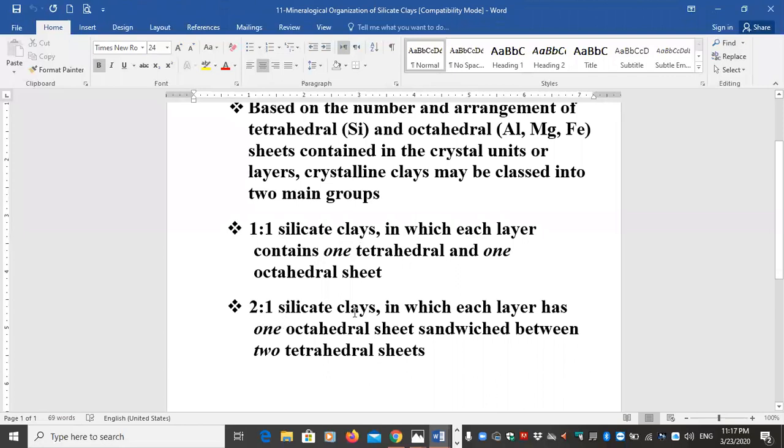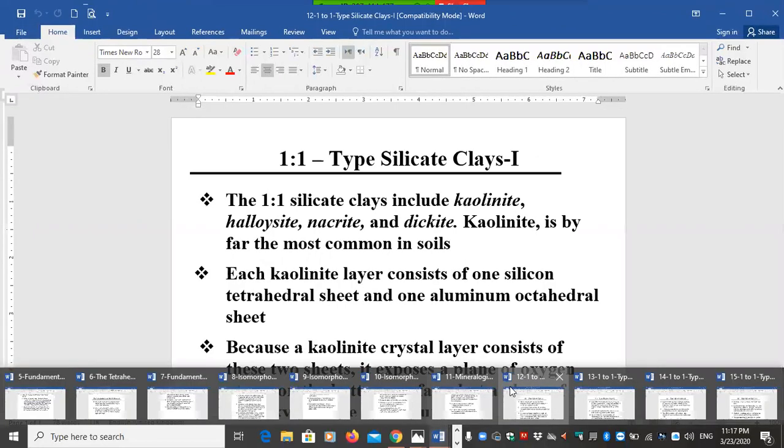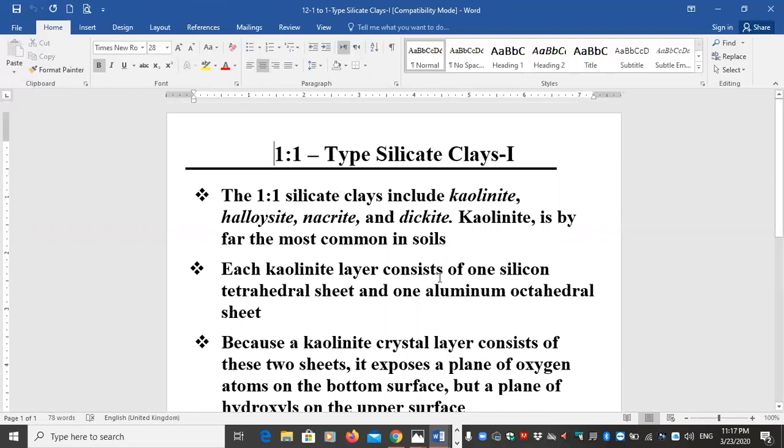The 2-to-1 silicate clays, in which each layer or crystal unit has one octahedral sheet sandwiched between two tetrahedral sheets. So two tetrahedral sheets, one octahedral sheet. Where is that octahedral sheet? Sandwiched between the two tetrahedral sheets. Let's start with the one-to-one. The one-to-one silicate clays include kaolinite, halloysite, nacrite, and dickite.